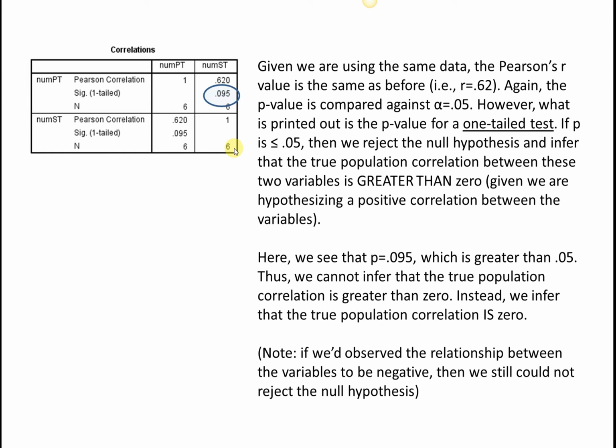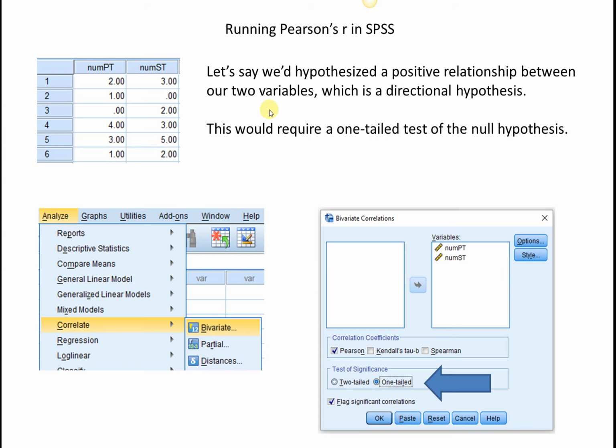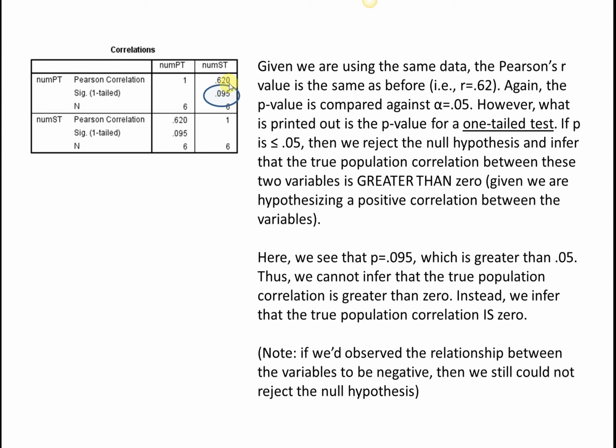And again, our data is exactly the same, so the Pearson's correlation is exactly the same. The only difference is the p-value. And you can see that the direction of the relationship is as we expected. We had hypothesized a positive relationship, so the correlation is consistent with that hypothesis, but we also see that our p-value is greater than 0.05, so we cannot reject the null. We basically have to maintain the null, and we would still infer that the true population correlation is equal to 0.